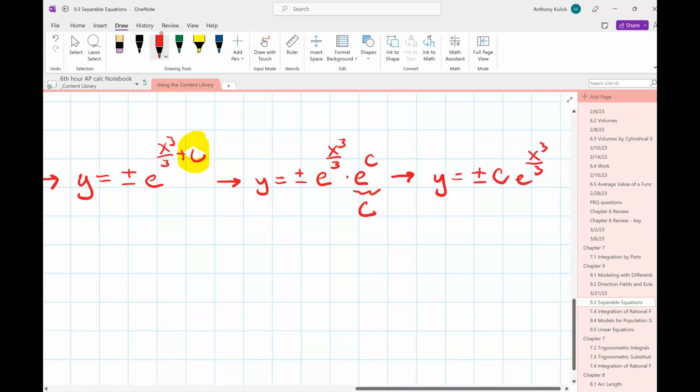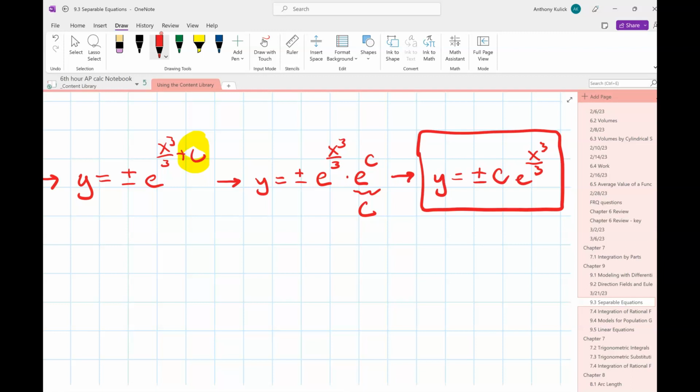So this would likely be the way that would be written on a multiple choice or in the back of the book if you tried to look this one up.